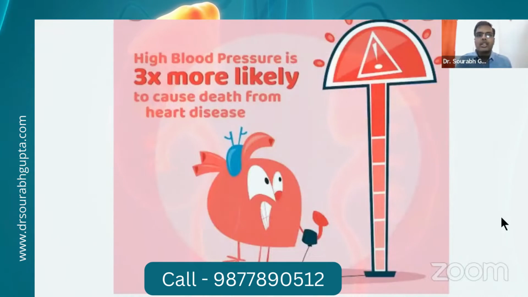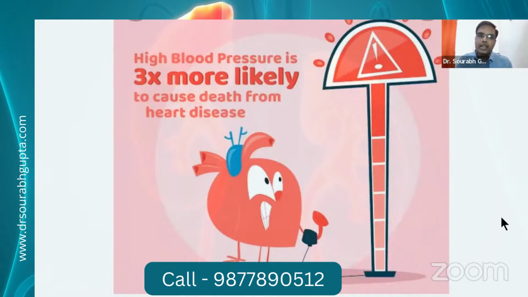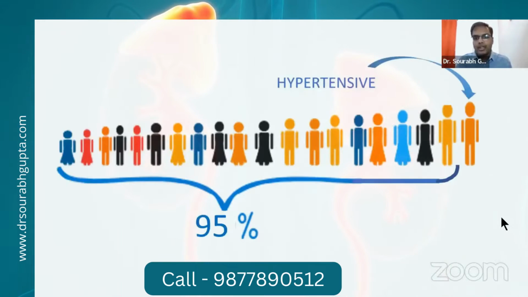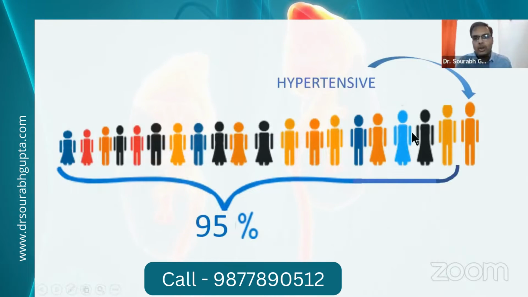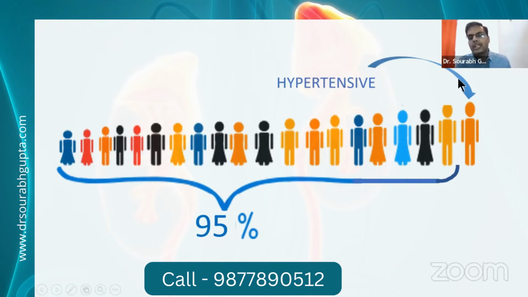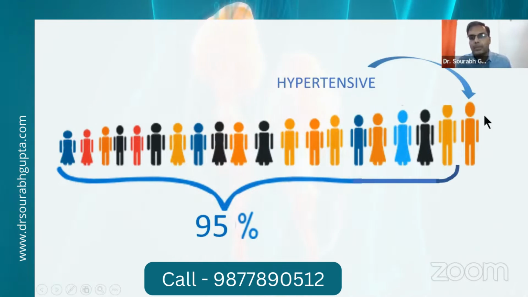In adults, we know that if blood pressure is high, the patient is 3 times more likely to die because of heart disease. We don't have such data in pediatrics. How we define hypertension in pediatrics is by a percentile system. If there are 20 children and we arrange them by their blood pressure in ascending order, this is the child with the lowest blood pressure, and this is the child with the highest blood pressure of the same age group. So the 20th one, the child with the highest blood pressure, will be classified as being hypertensive.